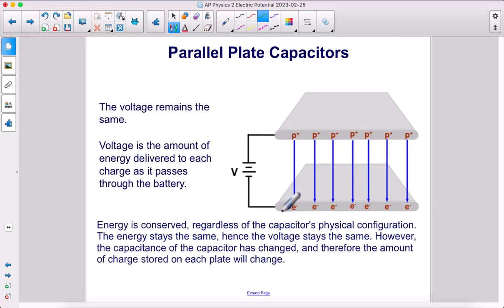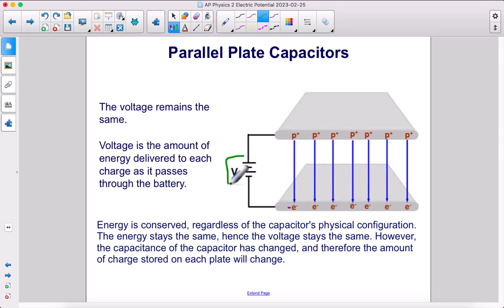The voltage will remain the same. Voltage is the amount of energy delivered to each charge as it passes through the battery. Energy is conserved regardless of the capacitor's physical configuration. The energy stays the same, hence the voltage stays the same. However, the capacitance of the capacitor has changed, and therefore the amount of charge stored on each plate will change.